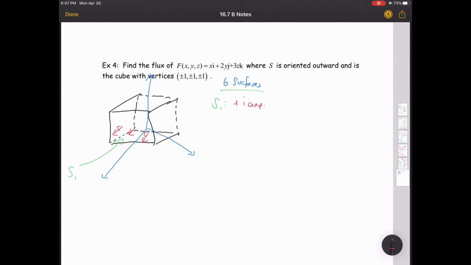We want the i part to be positive. So let's go ahead and parameterize surface 1, and again, hopefully you'll start to see the pattern. We won't have to do every single surface the same way. Well, let's see. So in the first surface here, x is 1.